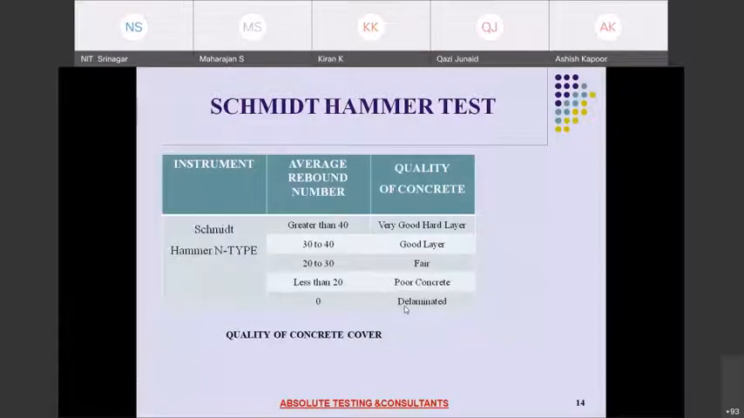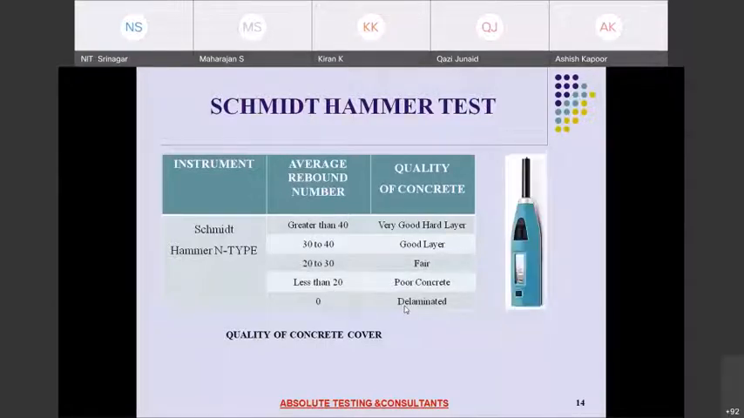If you are getting a rebound number greater than 40, it means a very good and hard layer. 30 to 40 ranges is a good layer. 20 to 30 is fair. Less than 20 is poor concrete. And if it is coming 0, it means it is delaminated. It means that there is a gap between the parent concrete and the cover of the concrete. That's why no value is coming out.